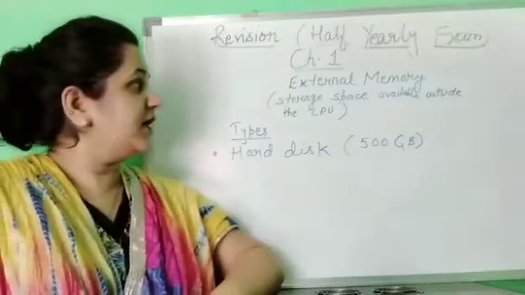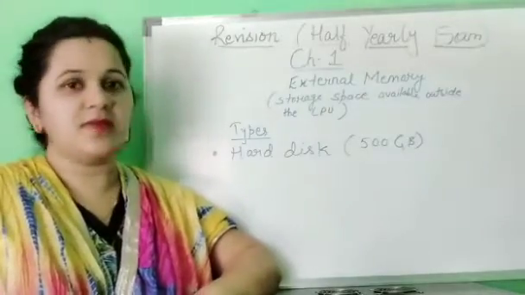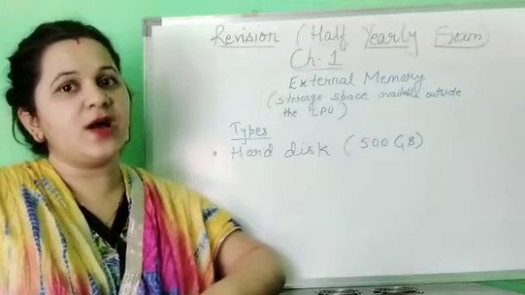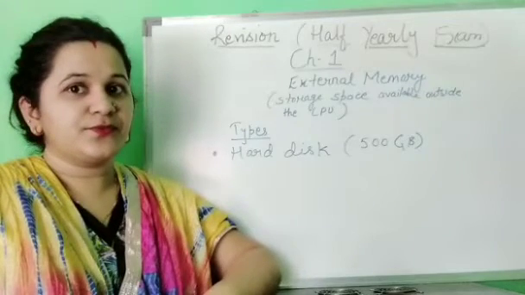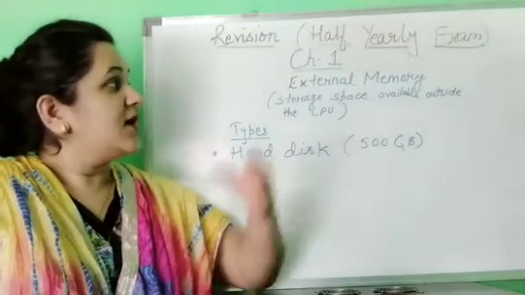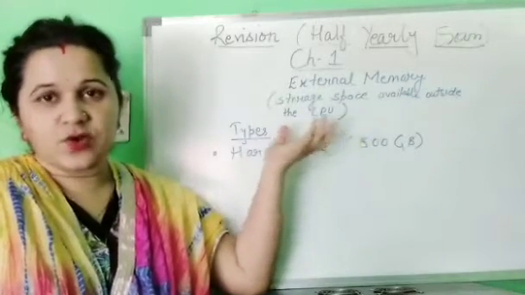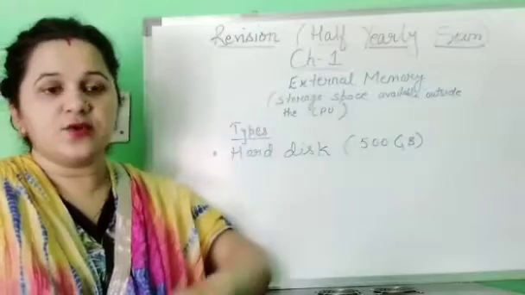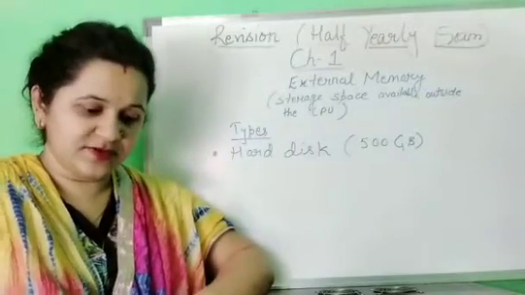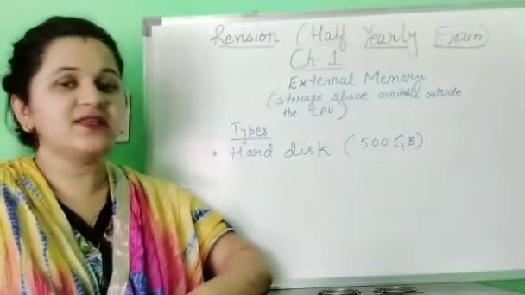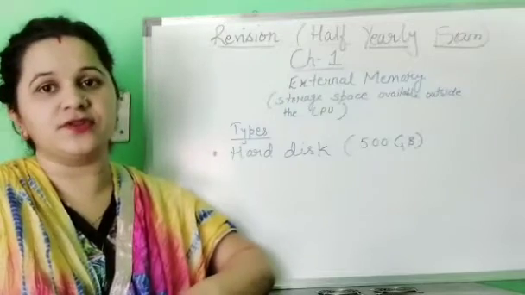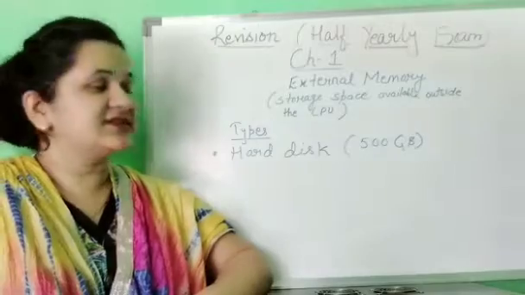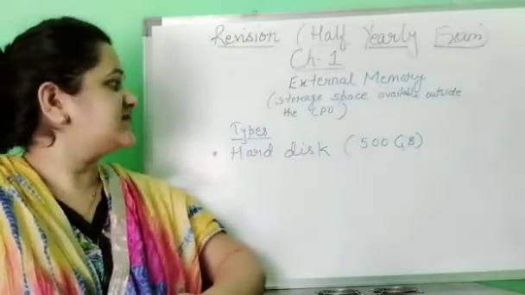Okay children, here comes the next topic, external memory. External memory is the storage space that is available outside the CPU. External memory is also called secondary storage devices. It can also be termed as secondary memory. Now children, here we can store the data permanently for future use. So now we'll discuss the different types of external memory.